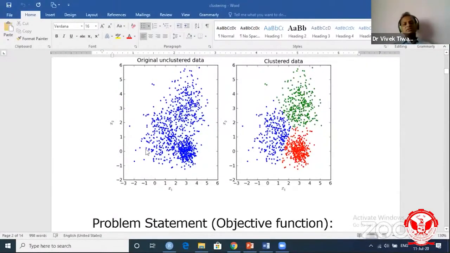You see the data distribution of the original data, and the right side is the output of the clustering. The data distribution is intact. I am not physically moving any data, which means the relative distance between data points is exactly the same as it was in the original data. We have given only a new label, meaning these data items belong to the green cluster, these to the blue cluster, these to the red cluster. So the thing I wanted to convey is that in clustering, we never physically divide the data. We only give a new name to each and every observation.